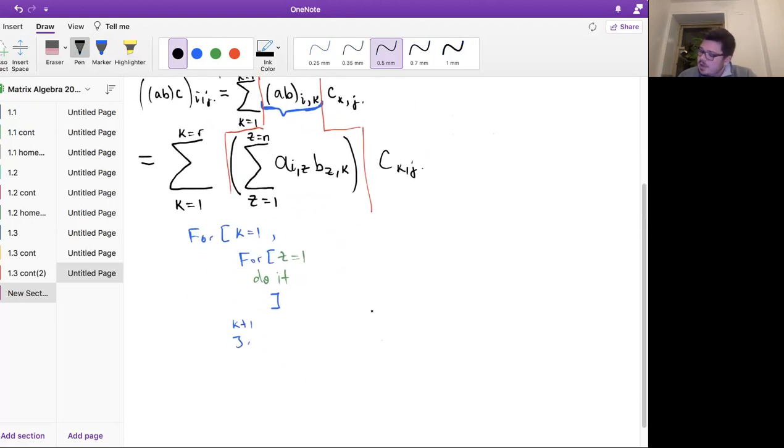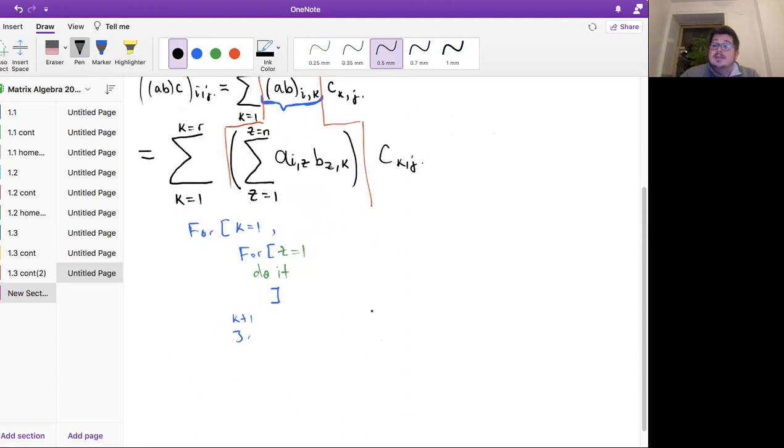Now let's think about something in the sum. Look at this term out here, this C term. The C term does not have a Z in it, right? And this sum out here has no Z. So just by the commutativity and associativity of summation, what we can do is flip-flop the two sums.